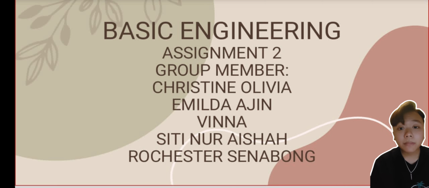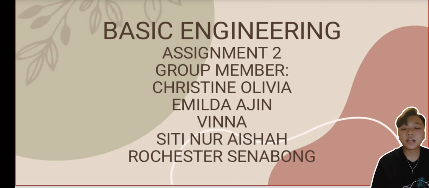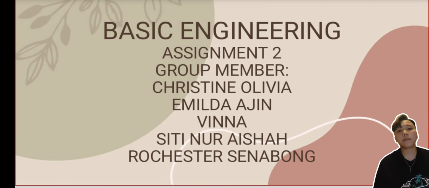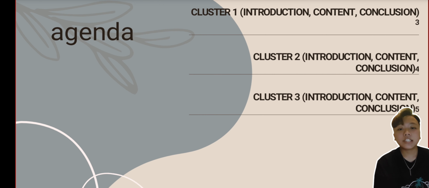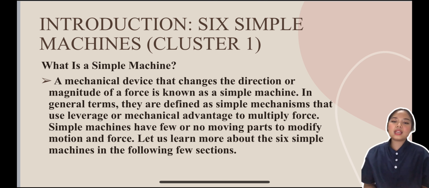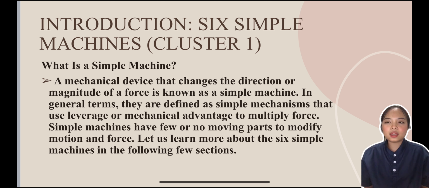So, my group members are Christine Olivia, Imelda Ajin, Siti Nur Aisyah, Rochester Senabong, and my name is Vina as a leader. The agenda of our group is cluster 1, cluster 2, and cluster 3. Next, I will present cluster 1, which is 6 simple machines.